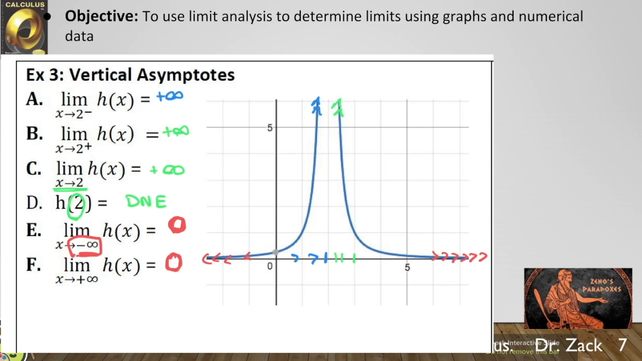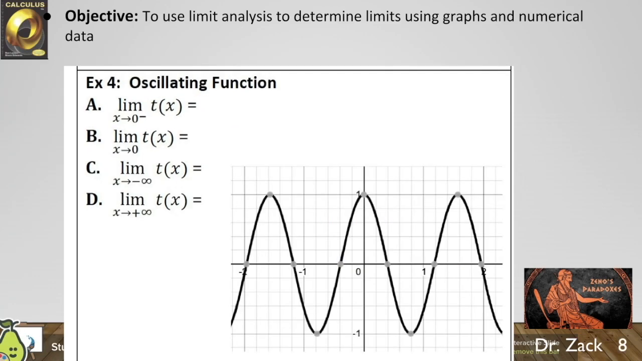So for the vertical asymptotes, it is possible to have both of them heading upward. They could go in different directions, but we do want to make certain we understand that the limit as x goes to 2 in this particular example does exist.